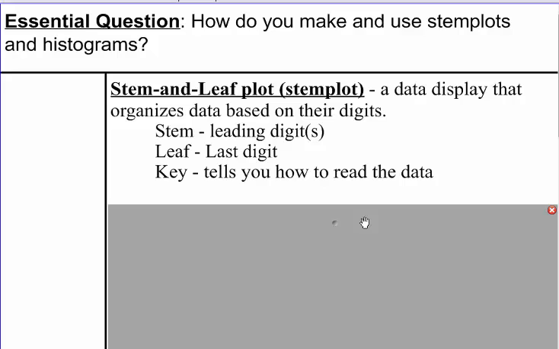A stem and leaf plot, which I shortened to stem plot, is a data display that organizes data based on their digits. The stem is the leading digits, so those are the numbers in the front. The leaf is the last digit, so that would be the number at the end. And then you would use a key that would tell you how to read the data. So if you did any rounding or there were any decimals, that would be illustrated in the key so that you know how to read the stem plot.